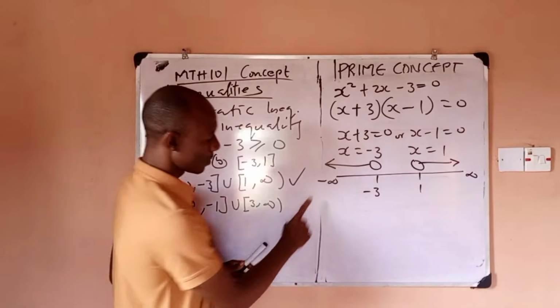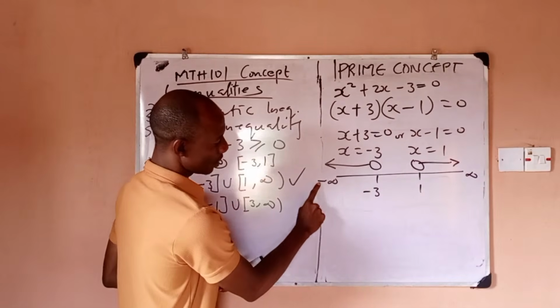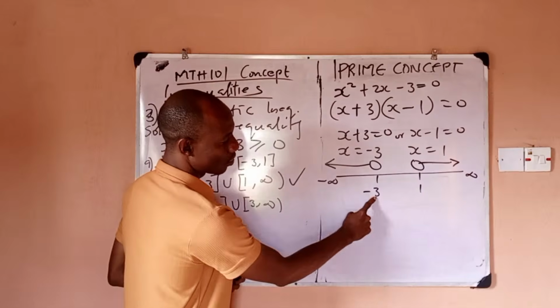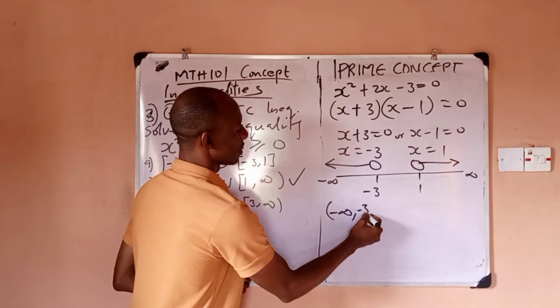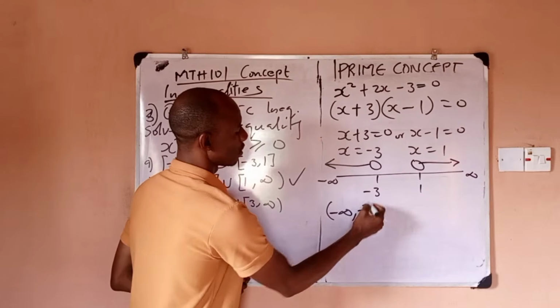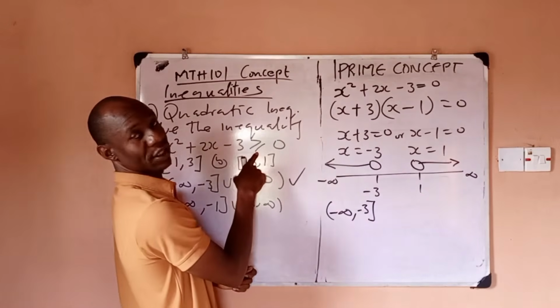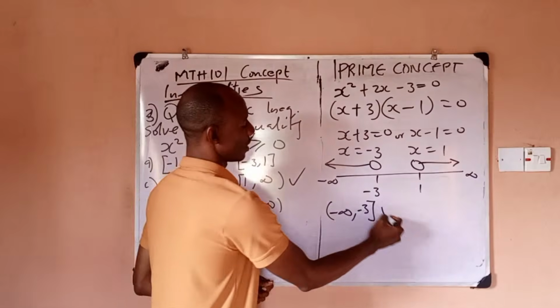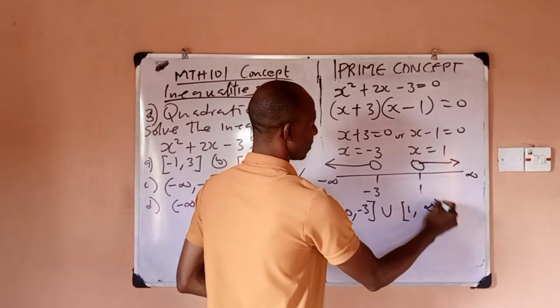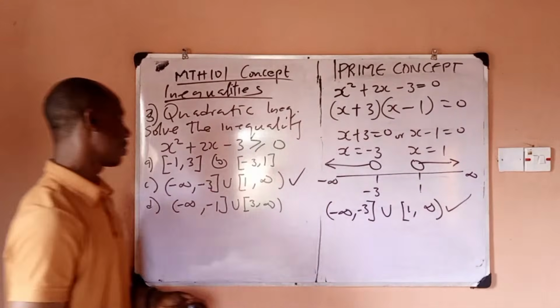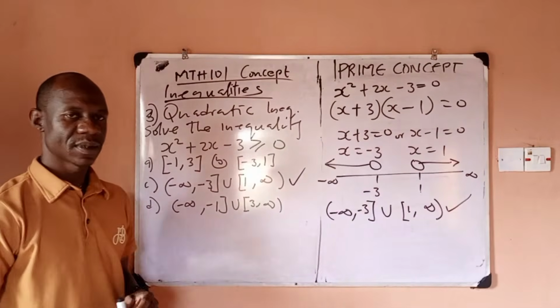Yes. Now watch. This is telling you that you are coming from minus infinity to minus 3. So minus infinity to minus 3, close bracket, because this is carrying or equal to, union 1 to what now? Infinity. So this is your answer, which is option C. I hope that is clear.